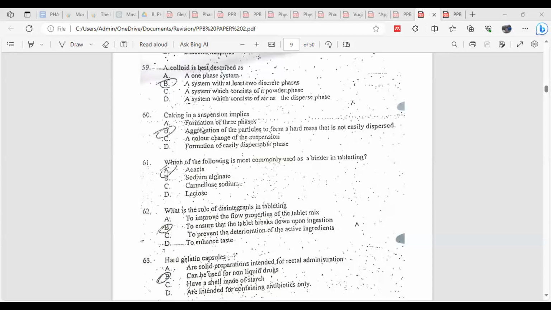Caking in a suspension implies formation of hard phases, aggregation of particles to form a hard mass that is not easily dispersed. Okay, a color change, formation of an easily dispersible phase. Aggregation. Is that flocculation or deflocculation? Deflocculated. Deflocculation, okay. Thank you.